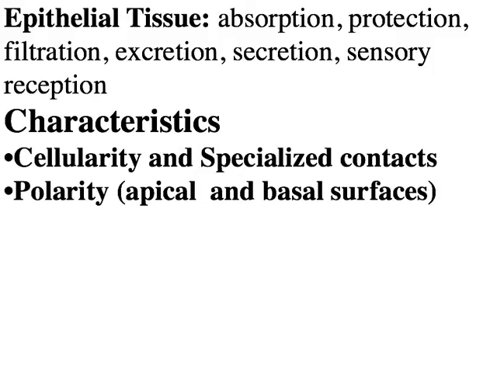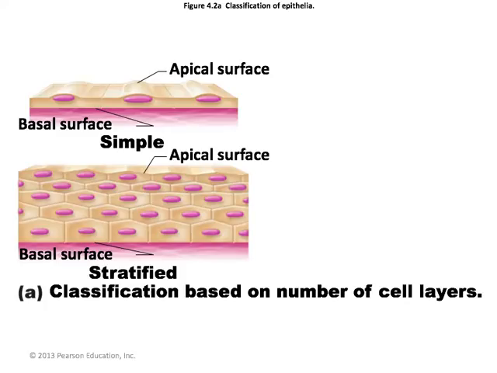The second quality of epithelial tissue is polarity. Polarity is a general term that means different from one side to the other. In this case, epithelial tissue has an apical surface and a basal surface. And whether you are talking about simple epithelium, which has 1 layer, or stratified epithelium, which has many layers, in either case, there's still an apical surface and a basal surface.